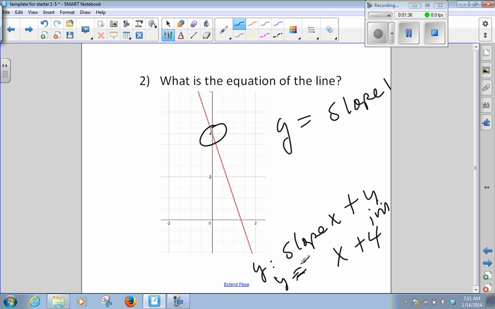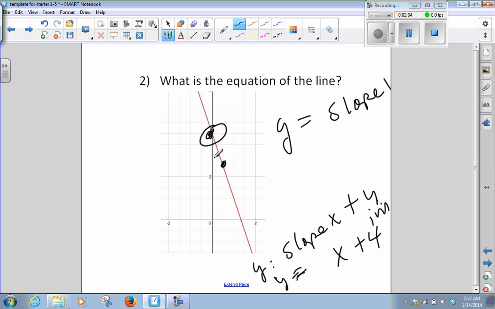So now let's look at the slope. So I'm going to pick this point right here. Remember, the slope means the same thing as the rate of change. So I'm going to pick a point right there, and I am going to pick a point right here where it crosses in the corner.